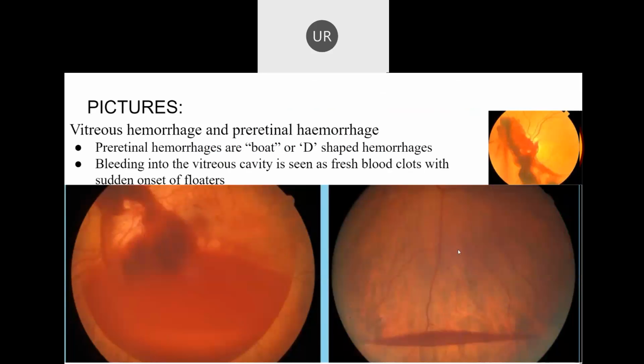The other features of the fundoscopic image of proliferative diabetic retinopathy are vitreous hemorrhage or preretinal hemorrhage. Preretinal hemorrhages are actually boat and T-shaped hemorrhages, while a vitreous hemorrhage bleeds into the vitreous cavity and is seen as fresh blood clots with sudden onset of floaters. These are the images of the vitreous hemorrhage and preretinal hemorrhage. Next, please.